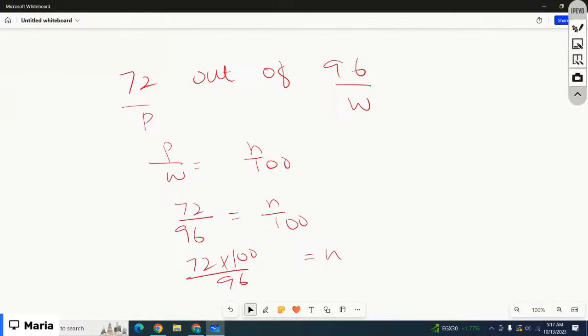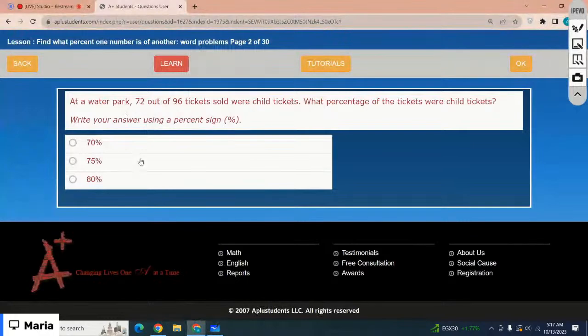Let me just divide and multiply and divide. 7200 divided by 96 is 75. That means 75%. 72 out of 96 means that 75% of the tickets are child tickets. That is 75%. Got it? So the correct option is 75%.